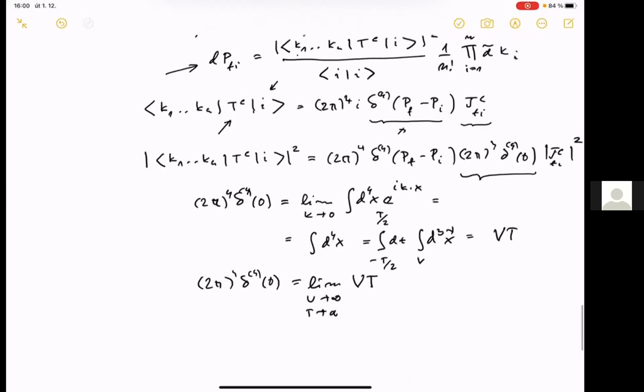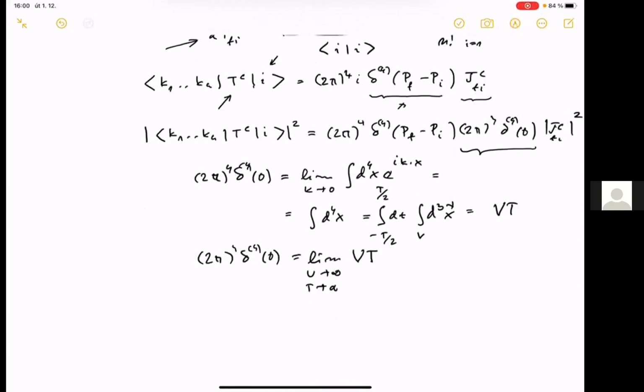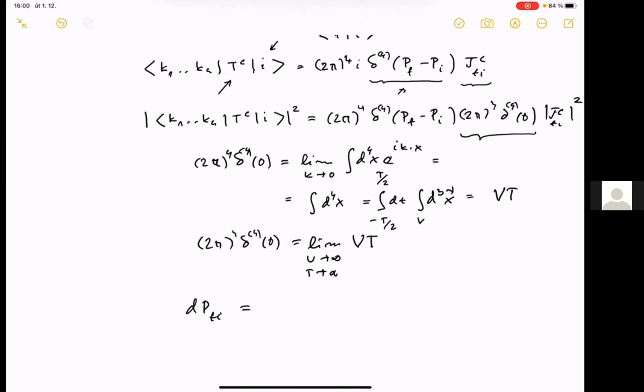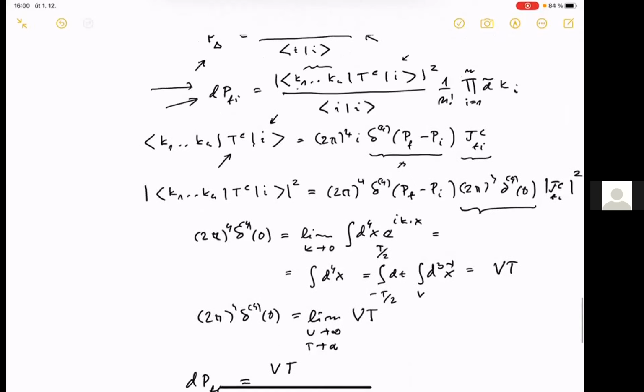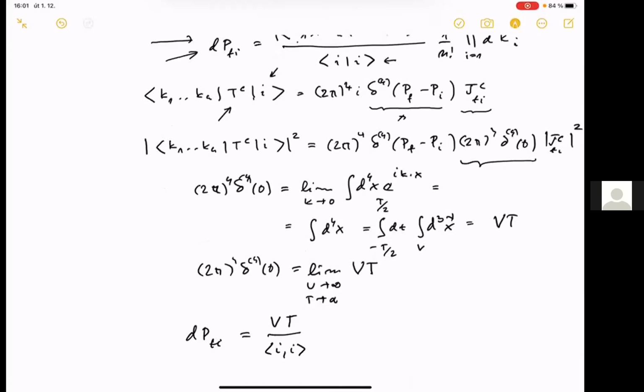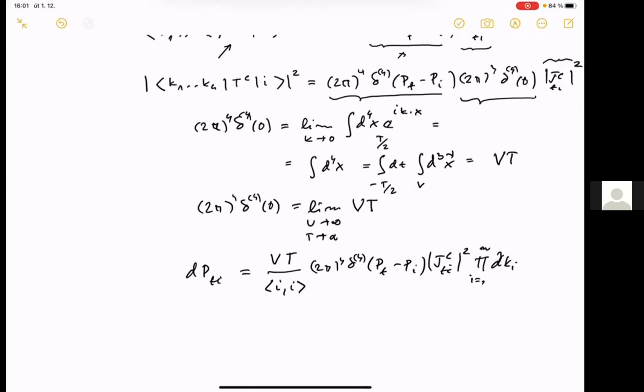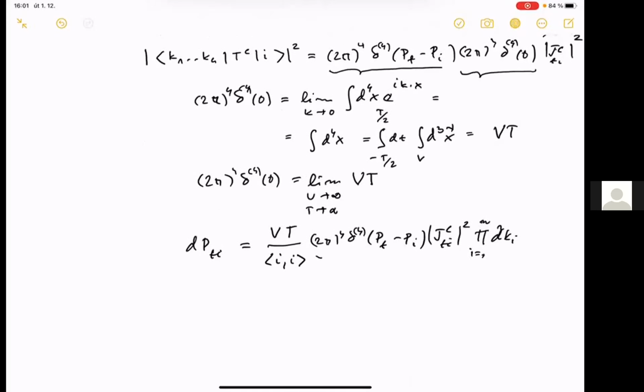Okay, so inserting this into our formula for the differential probability, we obtain that this dP_{f←i} can be written as just this V times T. Well, we have here this normalization times this and this. That means (2π)^4 δ^4(p_f − p_i) times the square of the connected part of the T matrix, and now times the product of Lorentz invariant measures corresponding to the momenta of the particles in the final state. Okay, this is the key formula, and it is useful to denote just this and this as a new measure, the Lorentz invariant phase space corresponding to n particles. Well, I have probably missed here this 1 over n factorial.